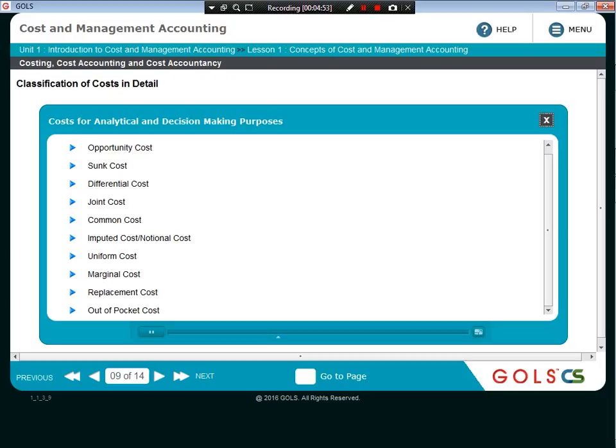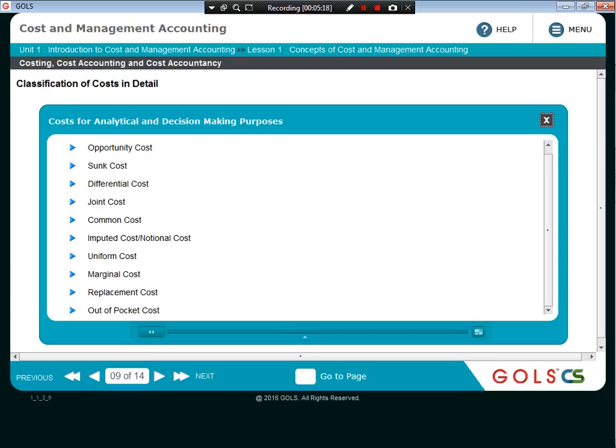At a 70% level of activity, suppose I am incurring 70,000 rupees of expenses, and at an 80% level of activity, suppose I am incurring 78,000 rupees of expenses. Then for a 10% change in the level of activity, I will have to incur a differential cost of 8,000. Joint cost.